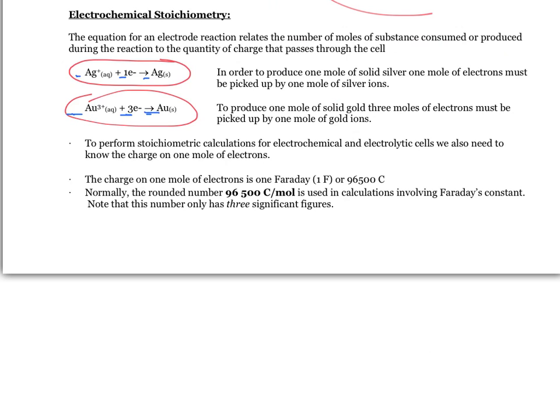So to perform stoichiometric calculations for electrochemical and electrolytic cells, we also need to know the charge on 1 mole of electrons. The charge on 1 mole of electrons is 96,500 coulombs. In calculations, we use 96,500 coulombs per mole, and this is known as Faraday's constant. Note that this number only has 3 significant figures. The 2 zeros at the end do not count.